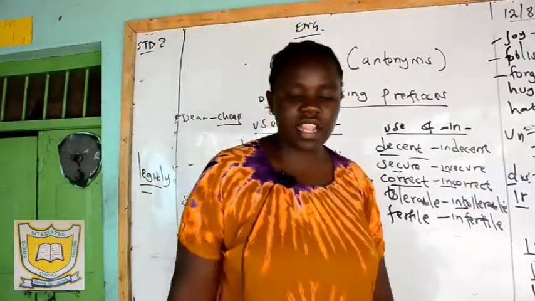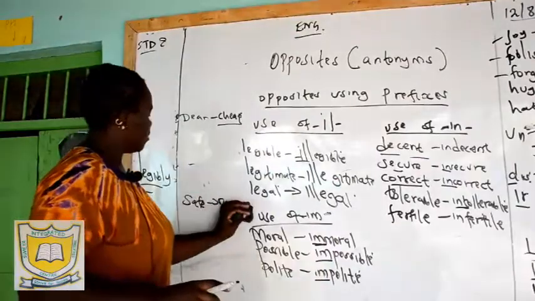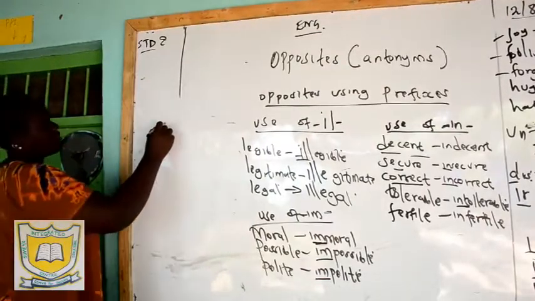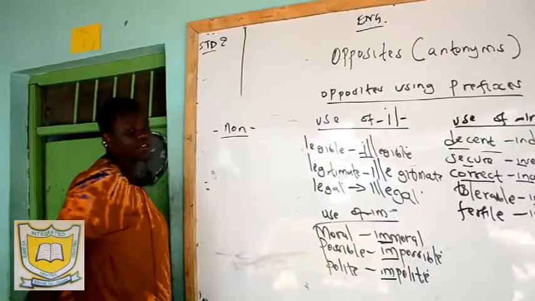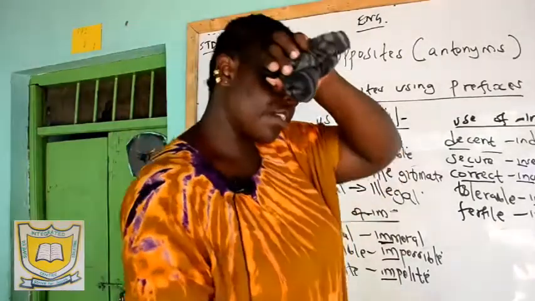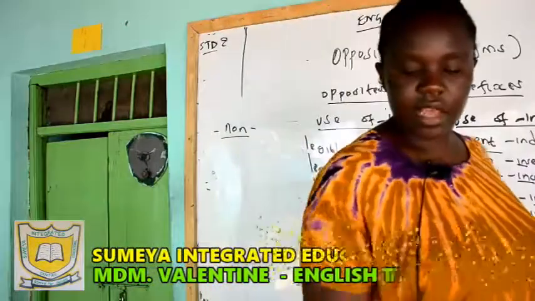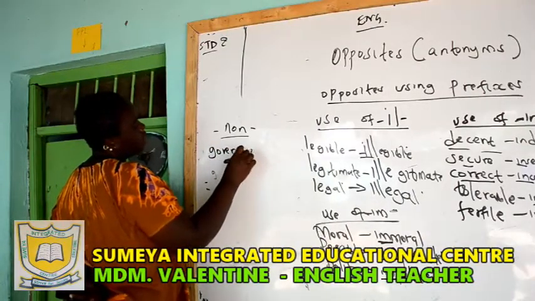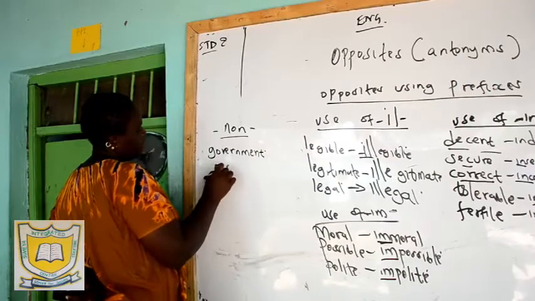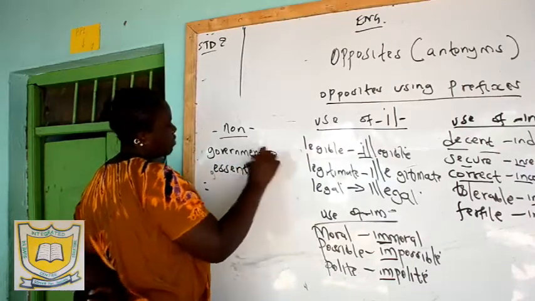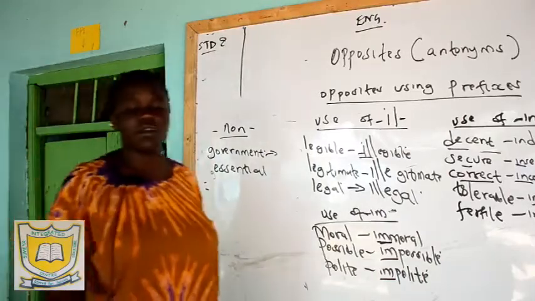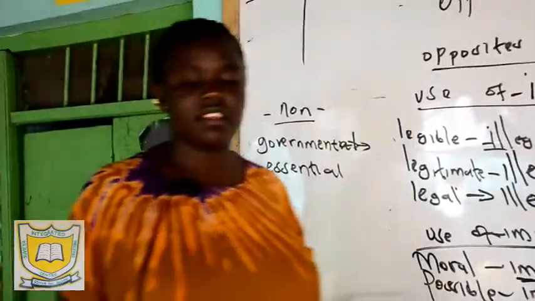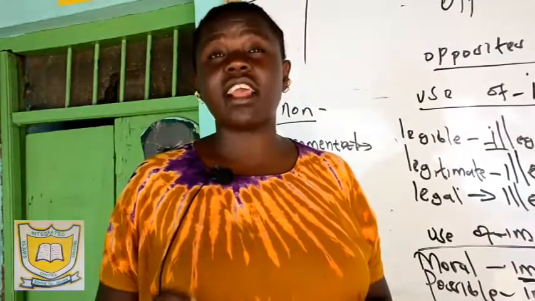Now, we can also use non as a prefix to come up with opposites of a word. For example, you can have government, and you can have essential. If I want to come up with the opposite of governmental, I'm going to say non-governmental. If something does not belong to the government, then it is non-governmental.